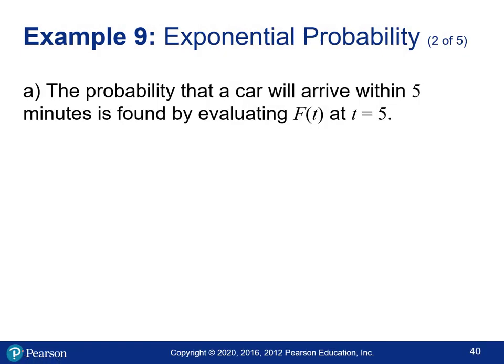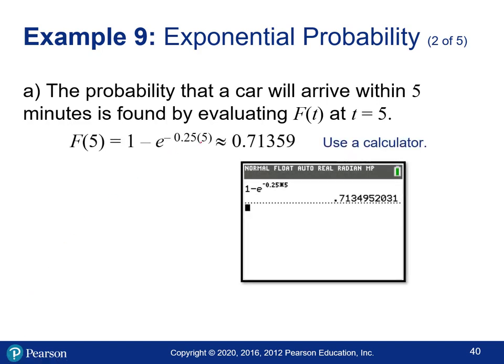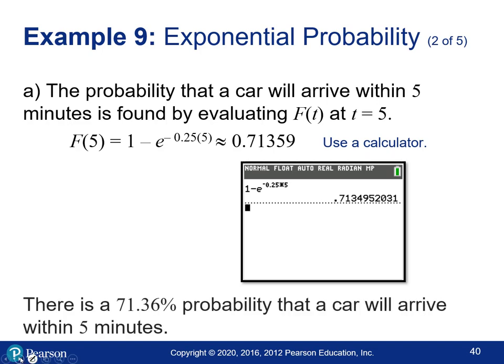Alright, so in part A, all we need to do is plug in 5 for t into our function, and you can use a calculator for this, and you'll get out 0.713 roughly. And so that means there's a 71.36% probability that a car will arrive within 5 minutes after 9. And that's because this function represented probability. So that's why we know that this decimal should be rewritten as a percent, because we tend to write probabilities as percents, and that's what that number represents.